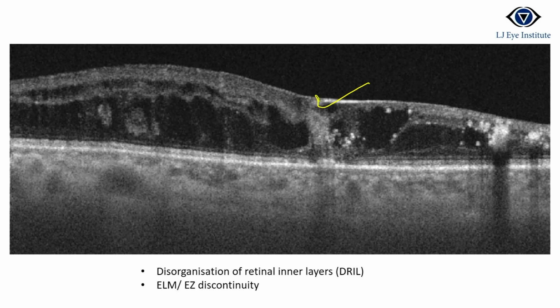There was a taut posterior hyaloid, there was a DRIL, and there was also ellipsoid junction loss. ELM loss was also there. So we know that this patient may not respond to anti-VEGF because there is an amount of traction also. And these features of DRIL and ellipsoid zone loss are not going to help improve the visual acuity. So these types of patients need to be managed conservatively and comprehensively.